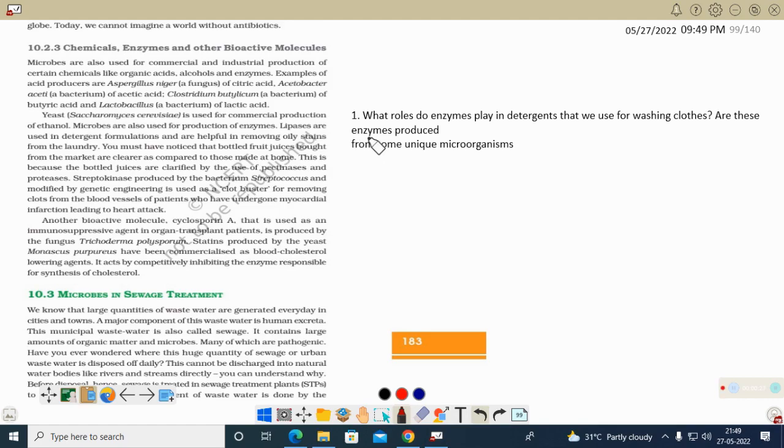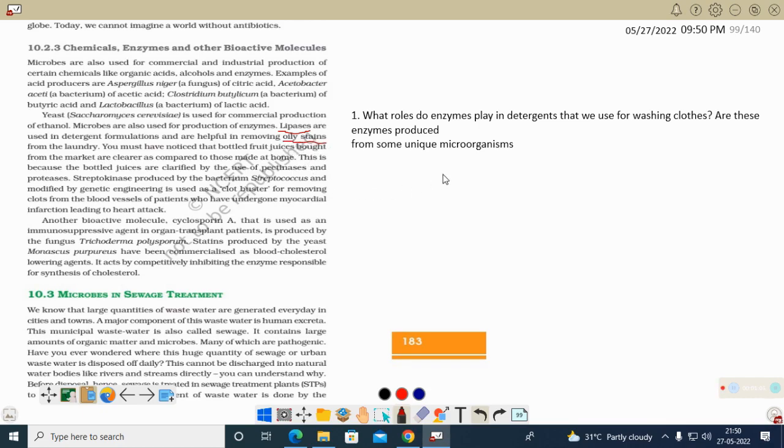Okay, in question number 1 of model question paper 19, the first question, a 2 marks question, it is asked: what roles do enzymes play in detergent that we use for washing clothes? Are these enzymes produced from some unique microorganism? See here, page number 183, Microbes in Human Welfare chapter, there is a sentence about the enzyme used in detergents: lipases are used in detergent formulation and are helpful in removing oily stains from the industry.